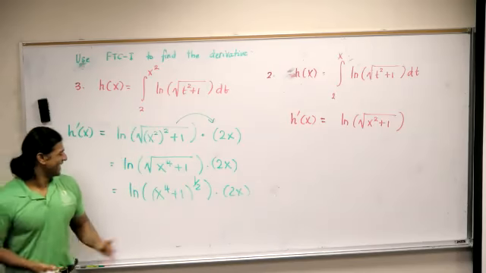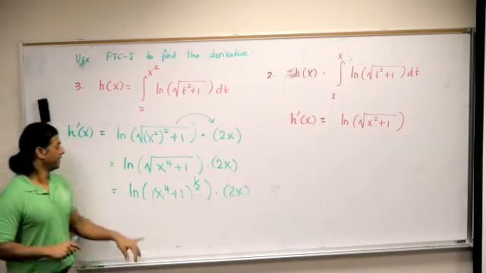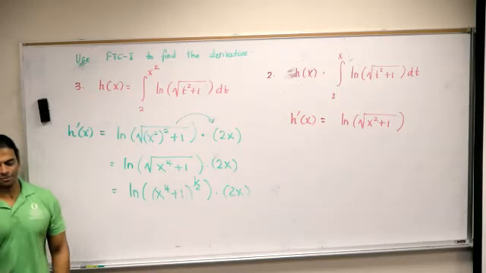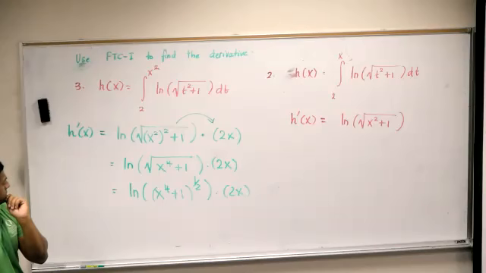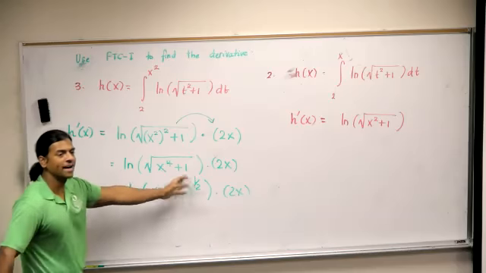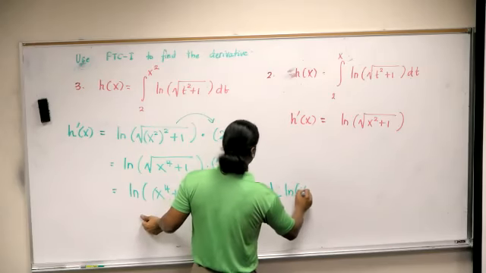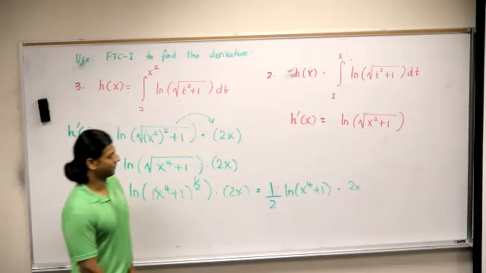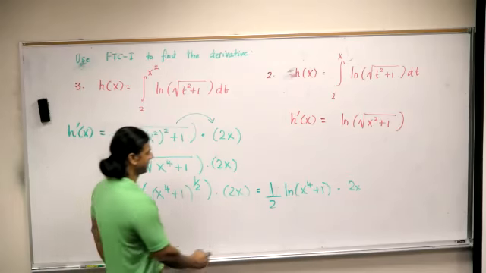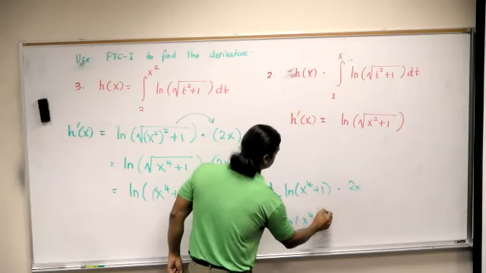You just have x raised 4 plus 1 raised to 1/2. I'm just rewriting. So now what is the property of logarithms? You take the 1/2 out. I'm taking 1/2 out, right? So 1/2 ln of x raised 4 plus 1, multiplied by 2x. The 2's will get cancelled. The answer is x ln of x raised 4 plus 1.